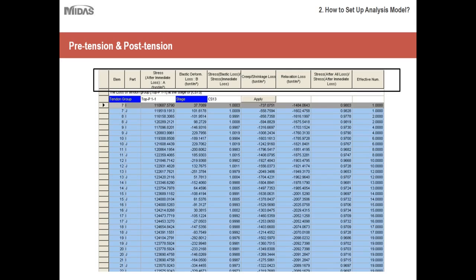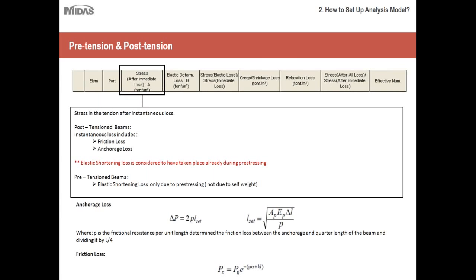So I'll go a little more in depth for the pre-tension and post-tension losses. As you can see, this is a table where you have different column heads, and in these columns you can see some values for one of the tendons at a given construction stage. So let me quickly explain to you what are these losses that you need to consider. To start with, we have to consider the stresses after immediate losses. By that we mean the instantaneous losses that occur.